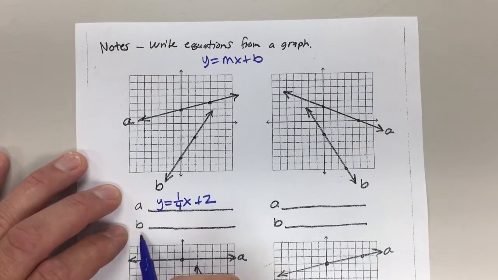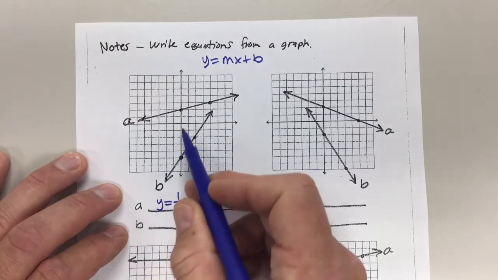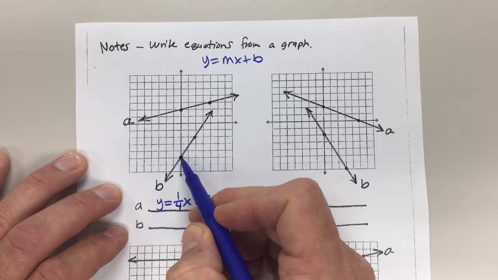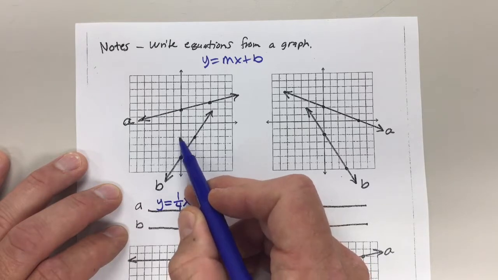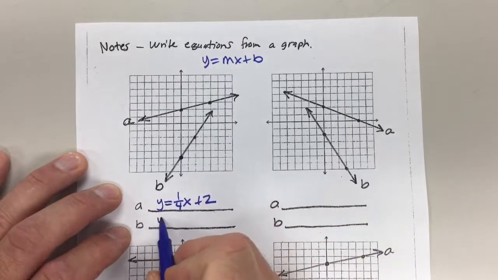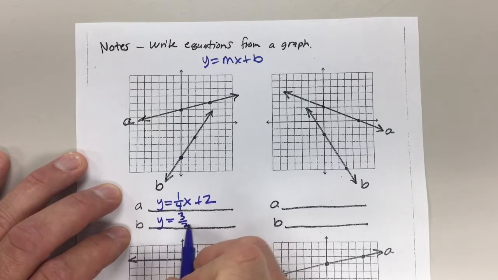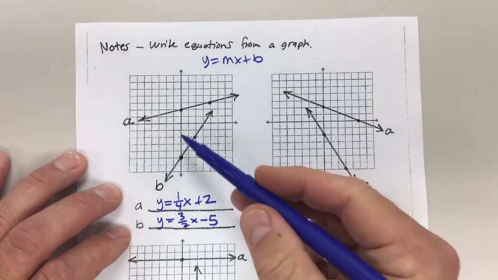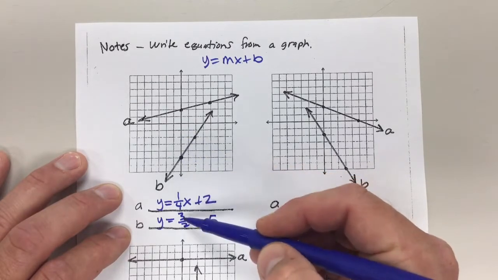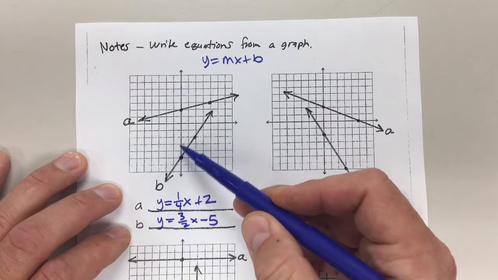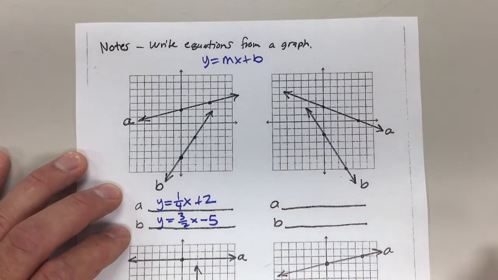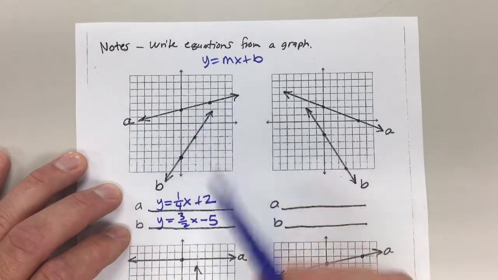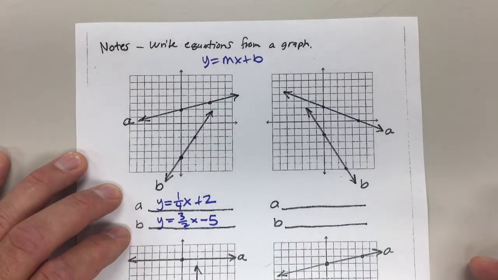For equation B, the y-intercept is 1, 2, 3, 4, -5. And the slope is up 3 over 2. So I'll write 3 over 2x minus 5. Minus 5 because the y-intercept is -5. And 3 over 2 because I went up 3 over 2 between those 2 points. Since these were going up from left to right, those slopes are positive.